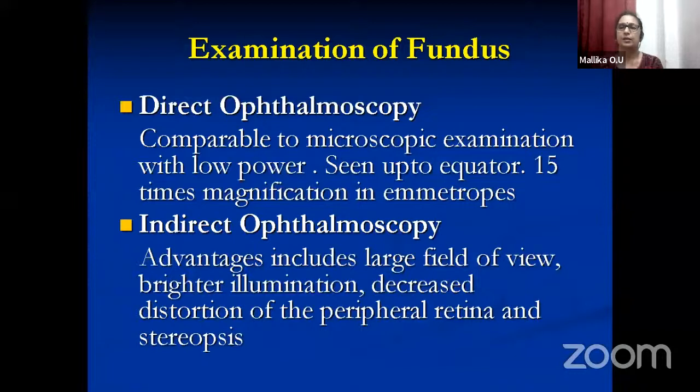Suppose we are using a plus 20 diopter lens, the magnification is the total dioptric power of the eye, that is plus 60 diopters, divided by 20, that is 3. And if you are using 28, plus 60 divided by 28, that is only 2 times magnification. So if the magnification is decreased, you can see the whole retina well up to the periphery. That is the advantage, especially if we are seeing a newborn to rule out retinopathy of prematurity, we use the plus 28 diopter condensing lens.